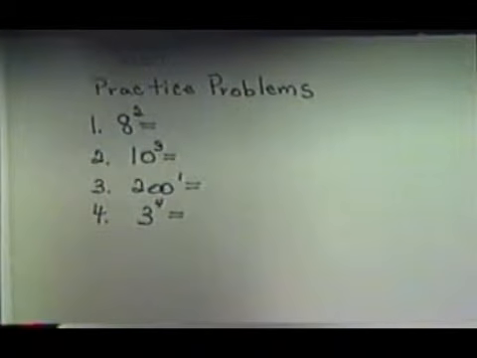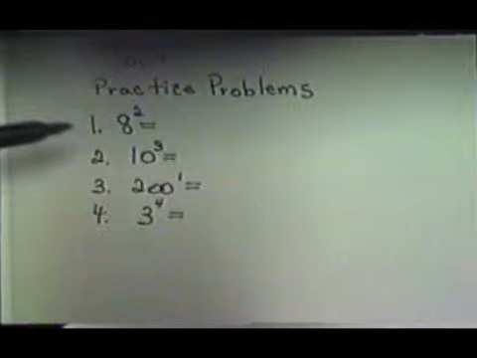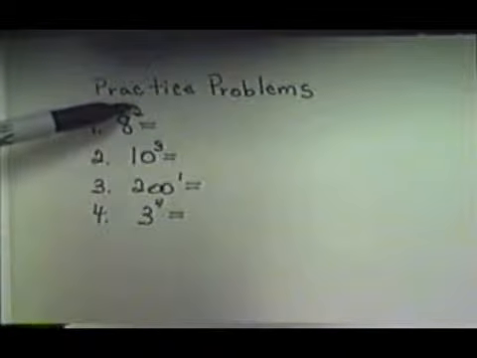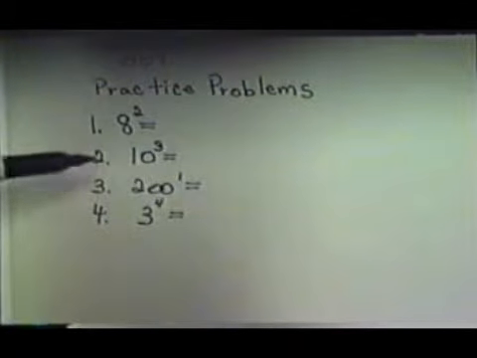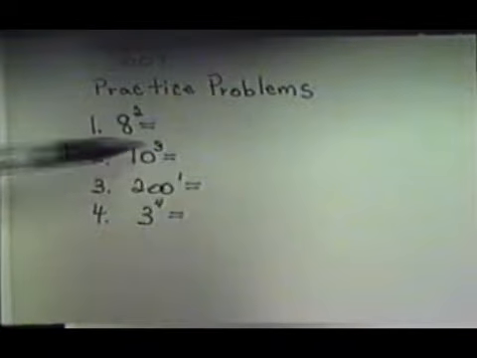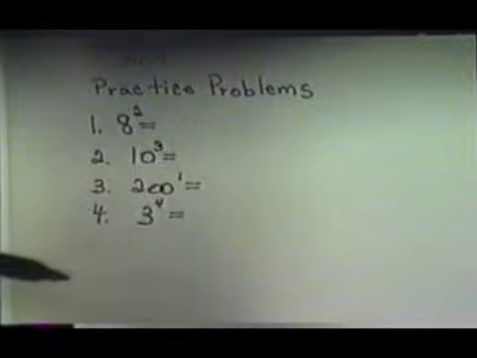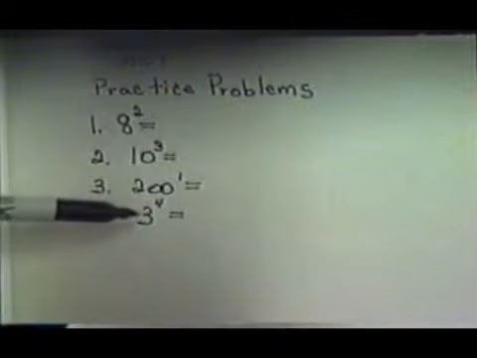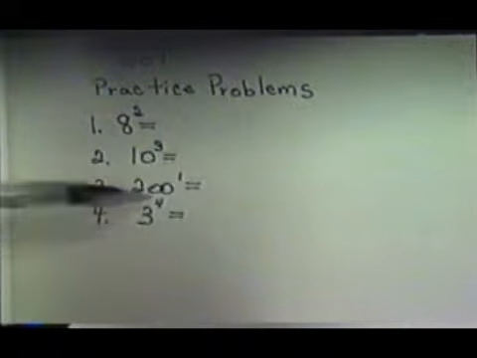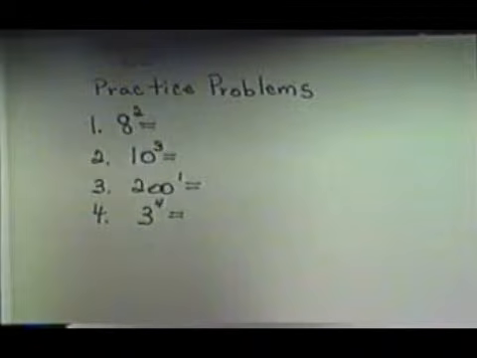I'd like for you to do some practice problems now. The first one is 8 squared. The second one, 10 to the third power, or 10 cubed. The third one, 200 to the first power. And the fourth one is 3 to the fourth power. As soon as you copy the problems down, stop the tape and work them.